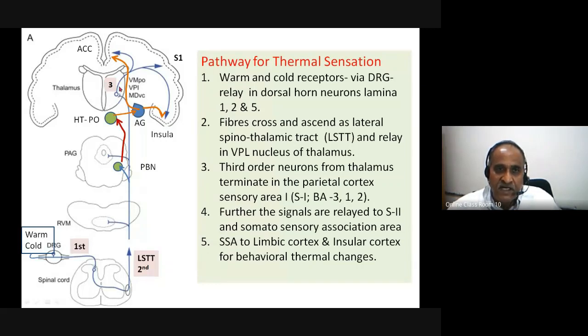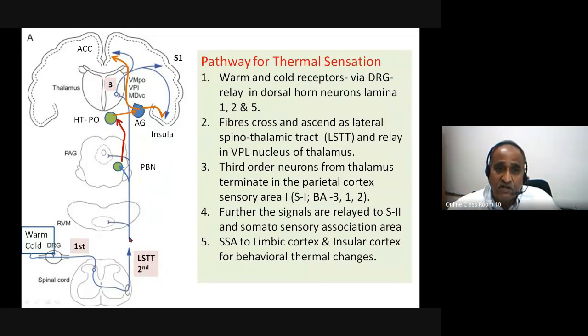And from here, the thalamus, once it's relayed into thalamus, from thalamus, it will reach the primary sensory area, S1. Okay, so now what I have mentioned, the same thing, warm and cold receptors via DRG, relayed into the dorsal horn neurons, lamina 1, 2, and 5.